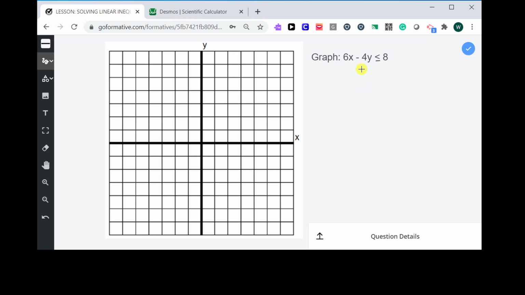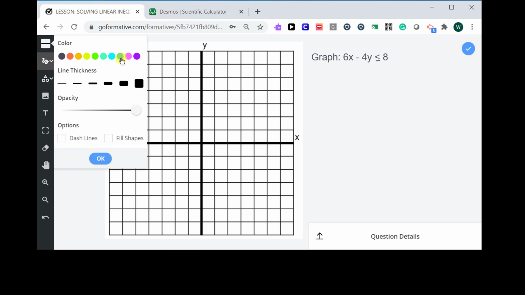In order to solve linear inequalities, it's very important that the y be alone. If you notice right here in this inequality, the y is not alone. So first order of business is to get that y alone. In order to do that, what we will do is we'll move the 6x to the other side. So let's go ahead and begin by clicking right here.